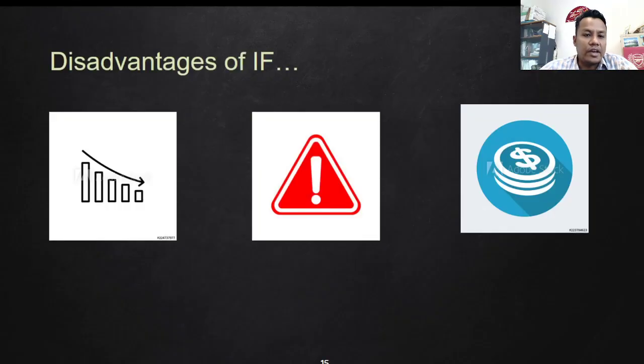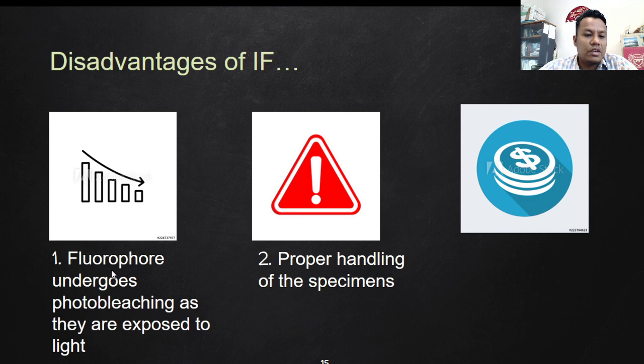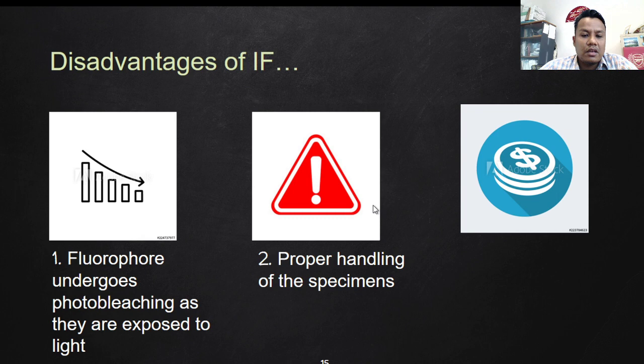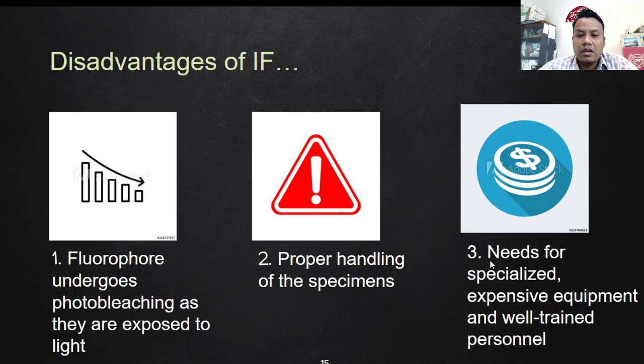And the disadvantages of IF include that fluorophores undergo photobleaching as they are exposed to light. That means they are degraded when exposed to light. There is also the need for proper handling of the specimen, as mentioned earlier, where the types of specimen for IF include cells, tissues, and cell cultures. And there is the need for specialized, expensive equipment and well-trained personnel.